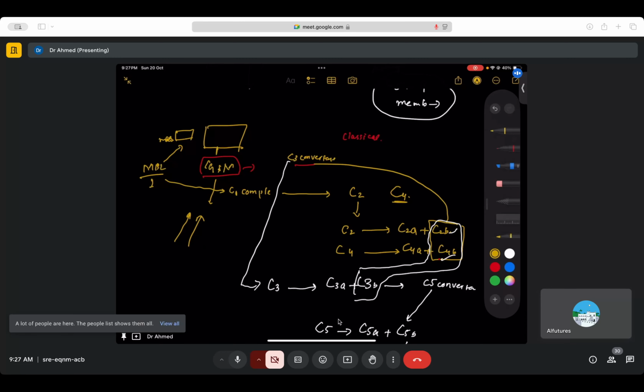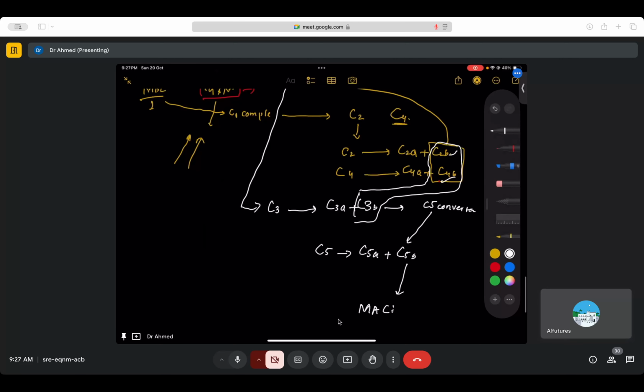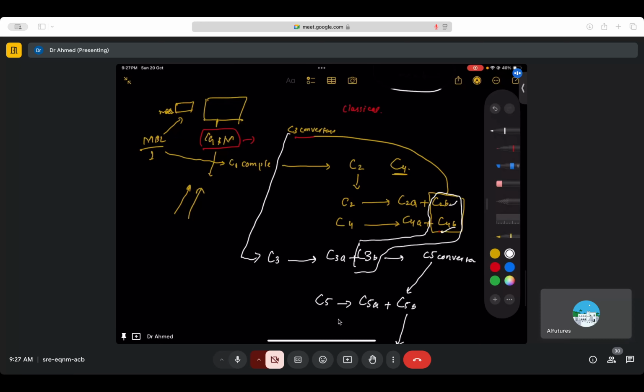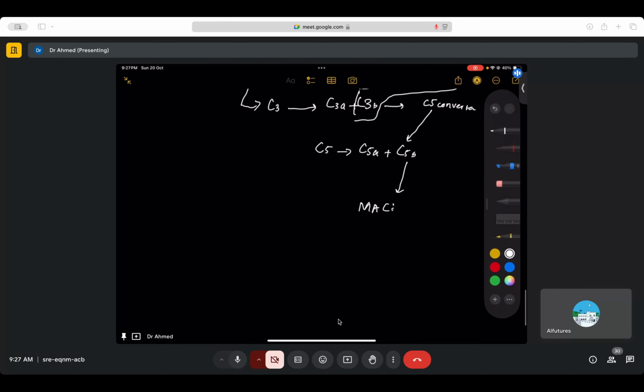Dr. Renu, can you tell me the difference between the classical pathway and the lectin pathway? In the classical pathway, antibodies like IgG and IgM bind to the pathogen, activating the C1 complex. But in the lectin pathway, we have MBL, mannose binding lectin, and it binds to the carbohydrate portion, the mannose sugar, from the antigen.